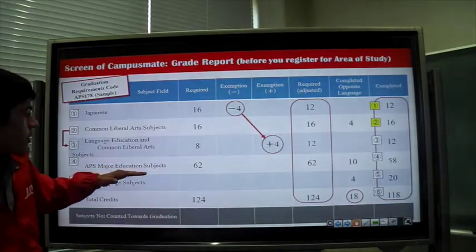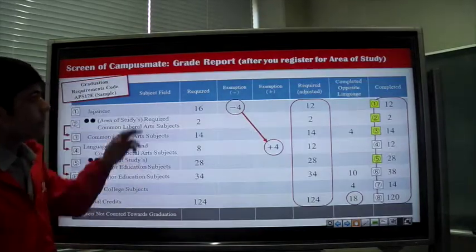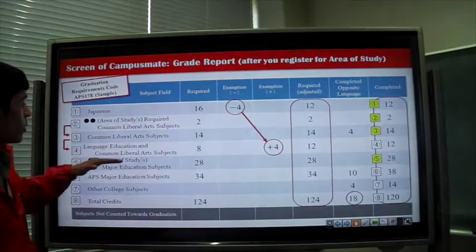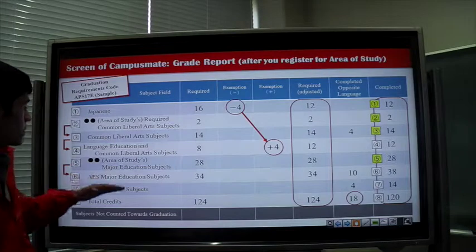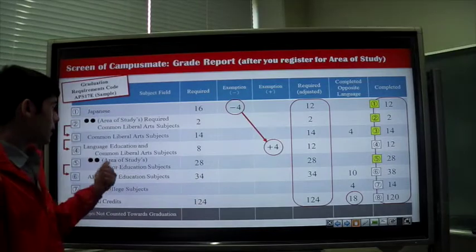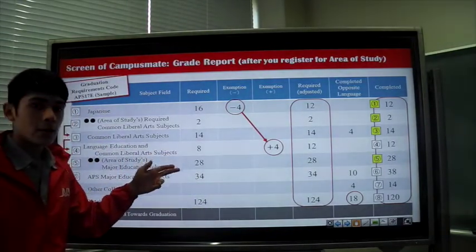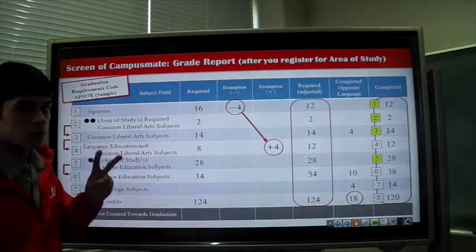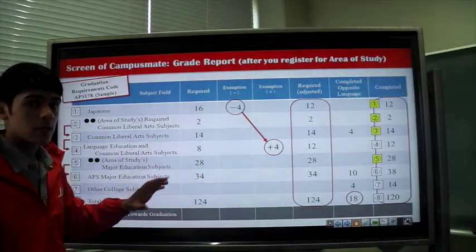The APS major education subjects required number is 62, right? However, after you register, it will be divided into two groups: area of studies APS major education subjects, and normal APS major education subjects. As I said, its requirement is the fifth. After you decide the area of study, completing at least 28 credits will be compulsory for you, so it will be divided into two groups. However, the total number of credits for your APS majors is still 62, no change.